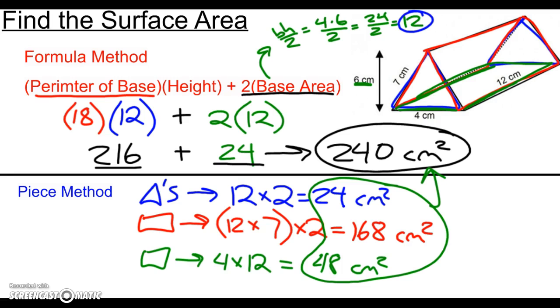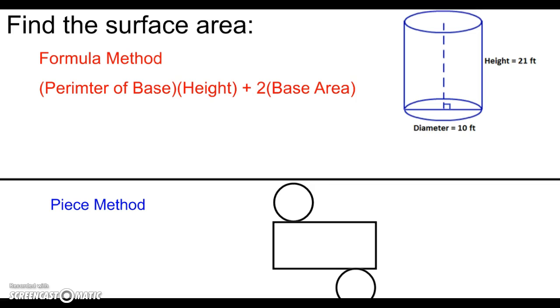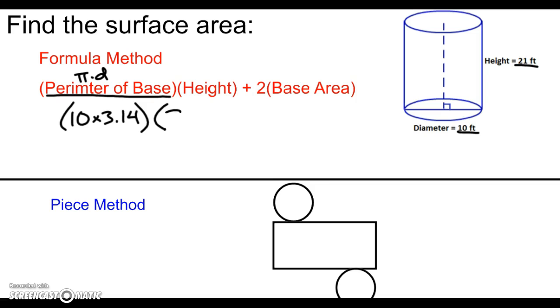Alright? Lastly, cylinders. With the formula, when it refers to the perimeter of your base, remember that the perimeter of a circle is circumference. That's a special name for it, which is pi times diameter, or diameter times pi. Looking at this, my diameter is 10. So I can go 10 times 3.14 times the height of my figure, which is 21.